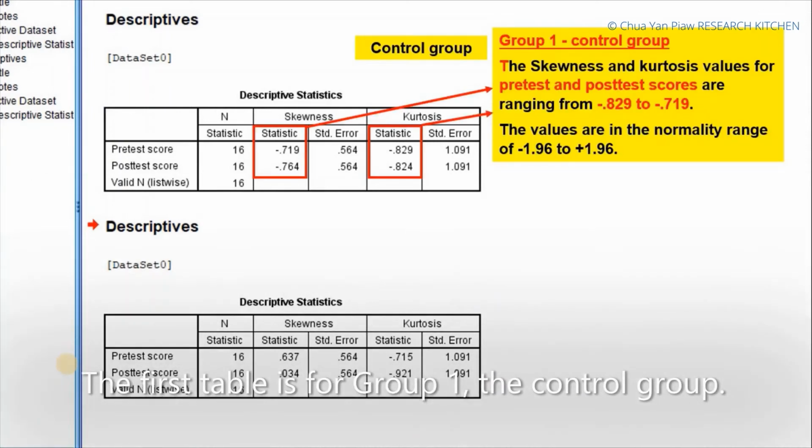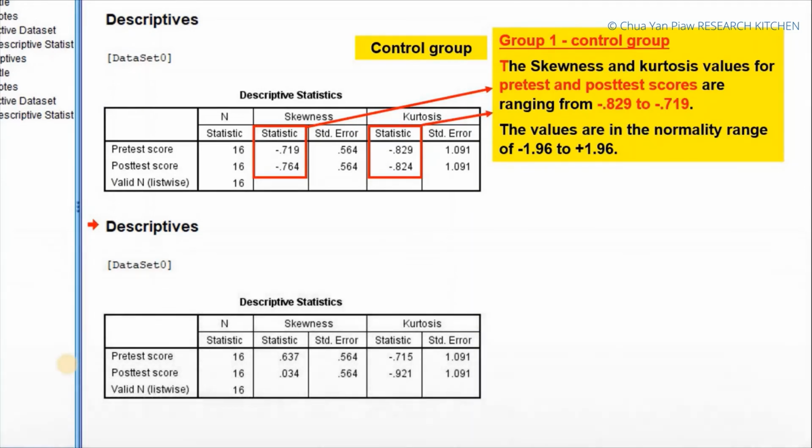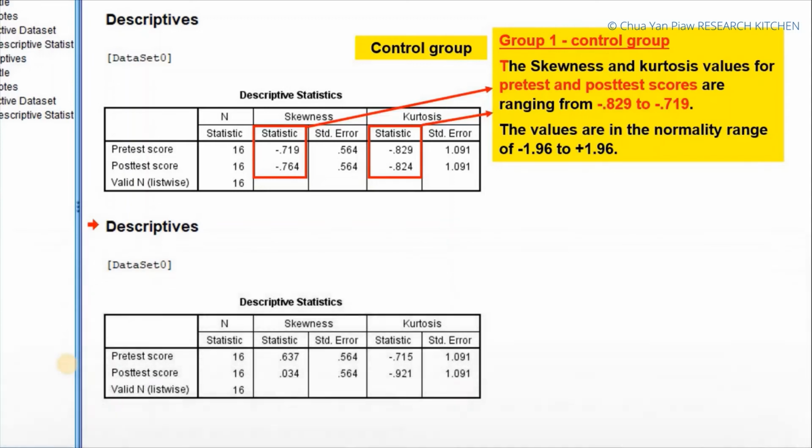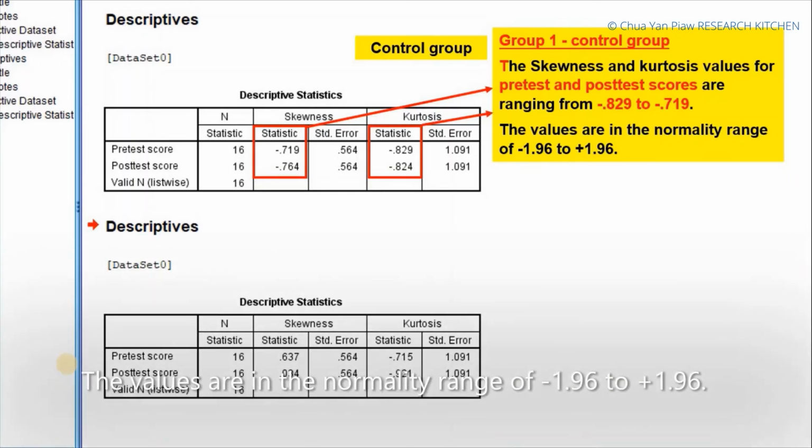The first table is for Group 1, the control group. The table shows that the skewness and kurtosis values for pretest and posttest scores are ranging from negative 0.829 to negative 0.719. The values are in the normality range of negative 1.96 to positive 1.96.